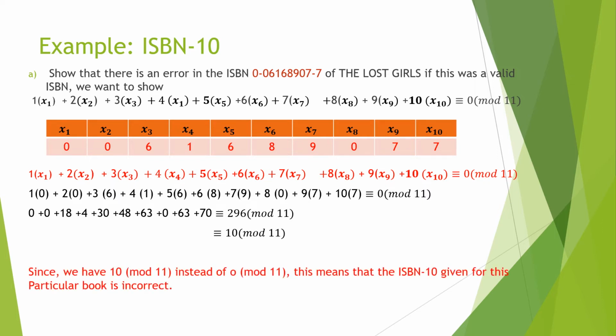Since we have 10 modulo 11 instead of 0 modulo 11, this means that the ISBN 10 given for this particular book is incorrect. Since the remainder is 10, as we all know, the check digit is the remainder of the given values. So the ISBN of this particular book is incorrect.